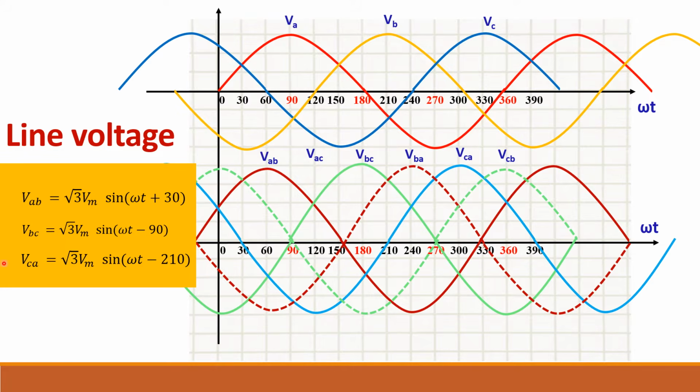Then the VCA waveform should start at 210 degrees because it is minus 210. So start the waveform from 210 degrees and draw the opposite waveform, that will be VAC. So now hereafter we will use only these line voltage waveforms, no need of the phase voltage waveforms, because your output depends upon this one.